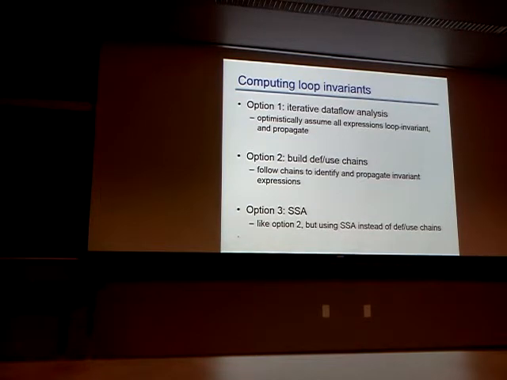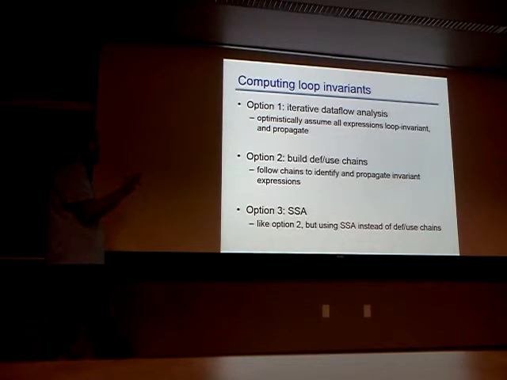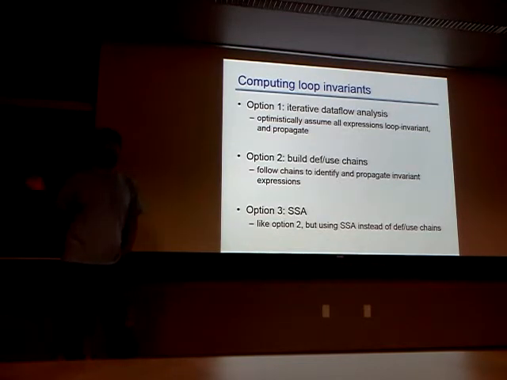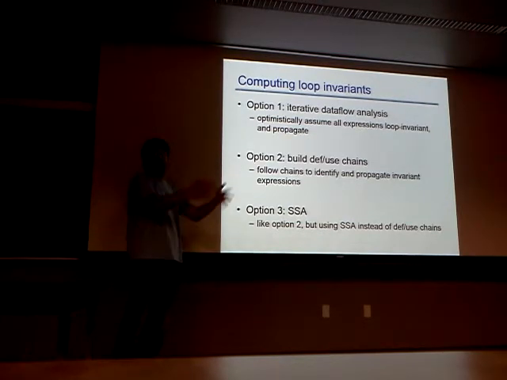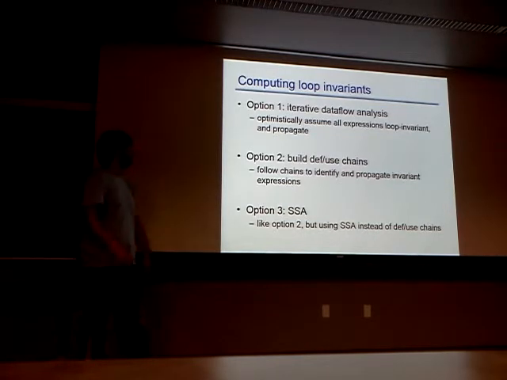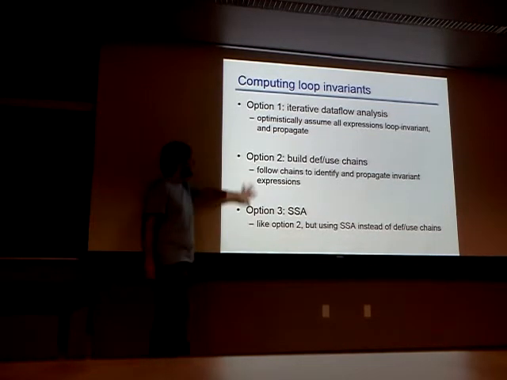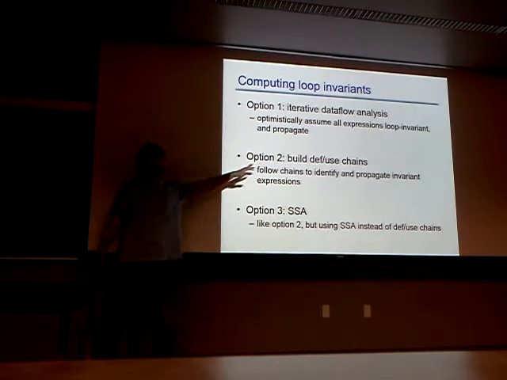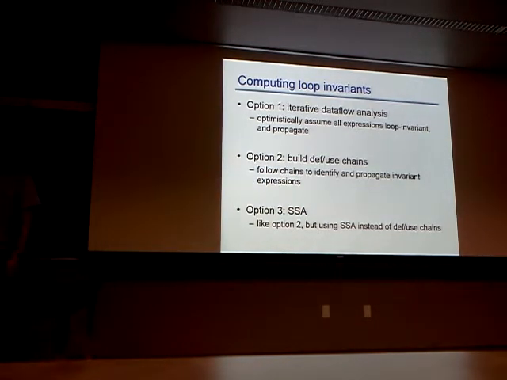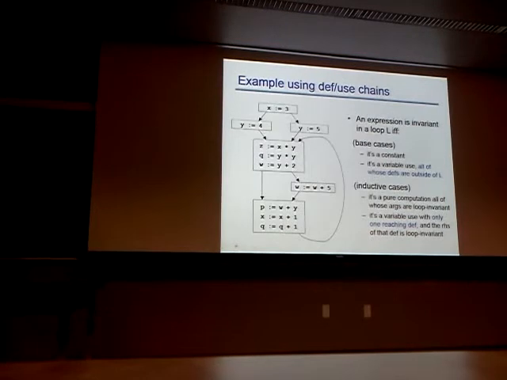So, computing that, the simplest way to do this, you can actually build an iterative data flow analysis if you want, but it's pretty complicated to do that. The simplest way to do it is to build a def-use chain and inductively start off with base cases and grow your set of loop invariants that way using the def-use chain. There's another option to do the same thing, but using SSA instead of regular def-use chains. So let's first build it using def-use chains.